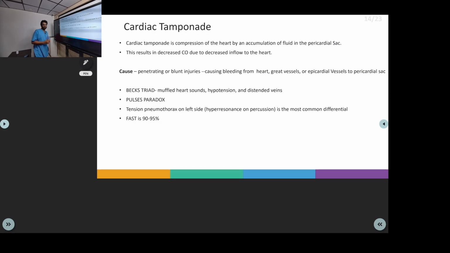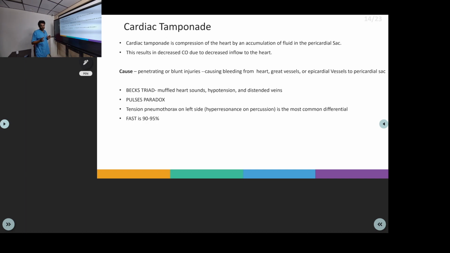So the next life-threatening chest injury is cardiac tamponade. Cardiac tamponade is the compression of the heart by the accumulation of fluid in the pericardial sac. This will in turn result in decreased cardiac output, and the most common causes are penetrating chest injuries and blunt chest injuries. This will cause bleeding from the heart or the vessels into the pericardial sac.